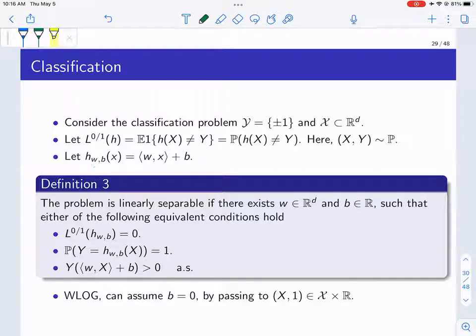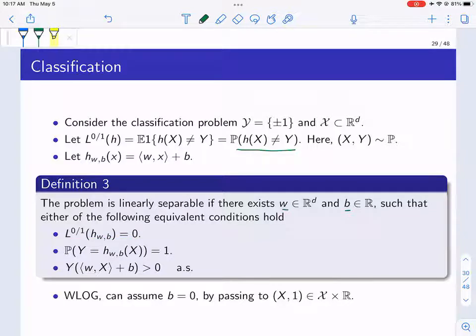So we're going to first consider the linearly separable case in classification. It's some sort of assumption about the joint distribution. What it says is that if I draw a sample from this P of X and Y, then there exists a w and there exists a b, an intercept bias, such that the population classification loss is 0 for that hyperplane. So there exists a hyperplane that has 0 loss.